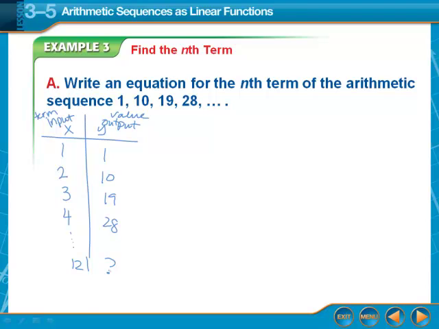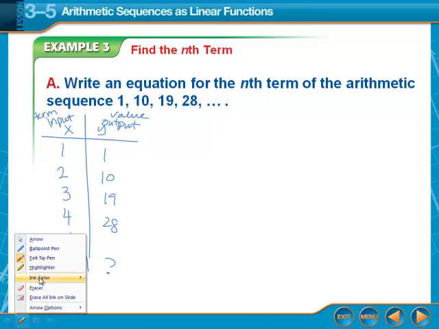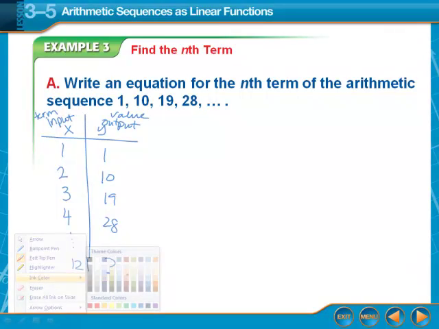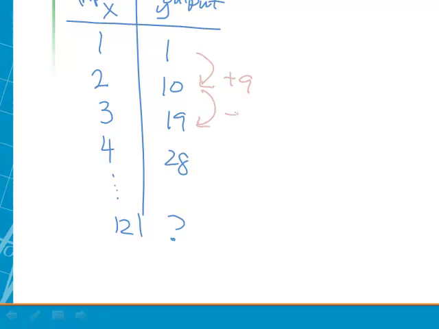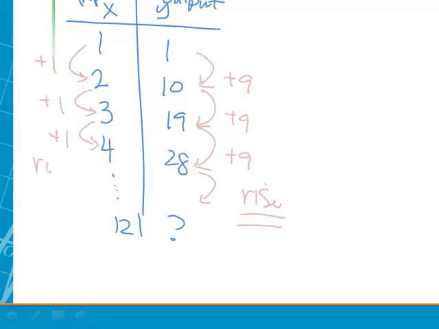When I look at the table, what I'm looking for, same thing I would look for, is there a relationship happening here? So from 1 to 10, this is an increase of 9. 10 to 19, also 9, 19 to 28, also 9, and that pattern is going to continue. This is my rise. On the other side, 1 to 2, increase of 1, 2 to 3, increase of 1, 3 to 4, increase of 1. This is my run.